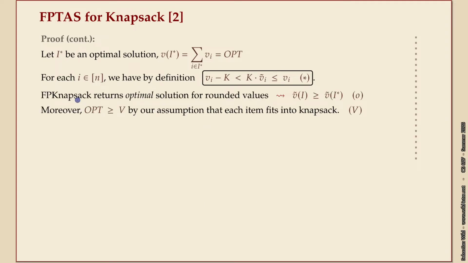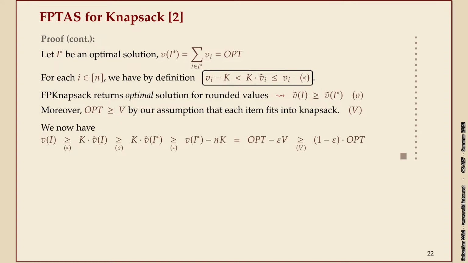Now we use that the DP knapsack returns the optimal solution, but for the rounded values. So what we output will be at least as good as the optimal solution if we substitute the rounded values, right? Because it's optimal for this instance. And also OPT, whatever it is, will be at least as big as the most valuable items, because we assume that they all fit in the knapsack. And with that preparation, we can easily puzzle the result together.